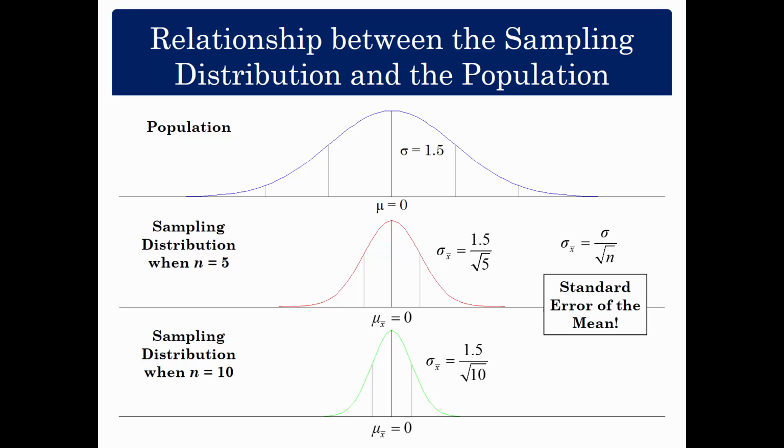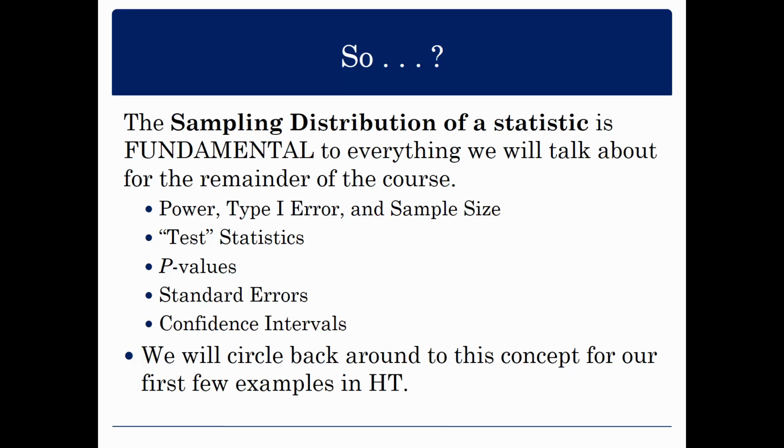And again, that thing that we talk about is the standard error of the mean. It takes into account the population variation and the sample size. And it's fundamental to everything that you've ever learned or done, more than likely, from statistics. Classical statistics relies on this thing in order for the results to be generated. It gives us things like power of a test, type 1 error rates of a test, sample size estimates for an experiment. It gives us those things called test statistics, which we'll cover here in a moment. P-values come from the sampling distribution, standard errors, as I've just shown you, and confidence intervals. So we're going to circle back to some of these for our first few examples in hypothesis testing, and I hope that will maybe shed some light on what exactly a p-value is.